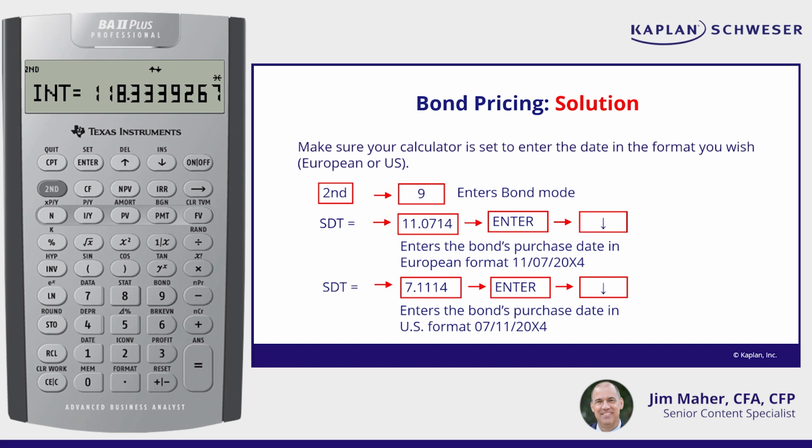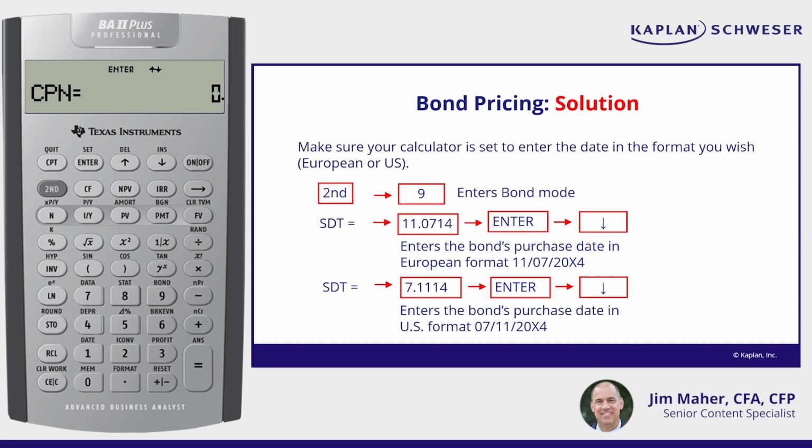Well, I got to come over here and clear out our calculator, right? Let's get to 0, perfect. Second, we're going to enter our bond mode, so second 9, and then we see our date here, okay? And we're going to enter 11.0714, okay? And that enters the bond's purchase date in European format, November the 7th of 2014, okay? So let's go ahead and do that. We're going to press enter, and then we're going to scroll down, okay?